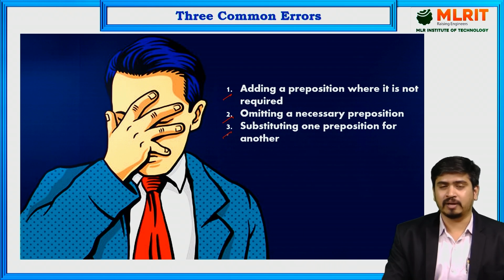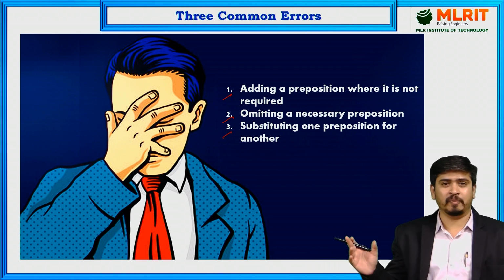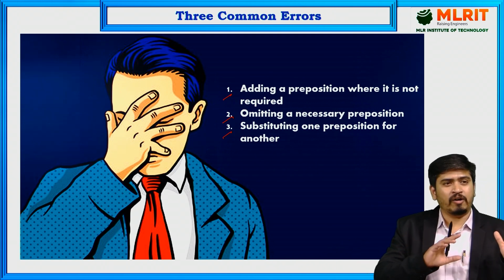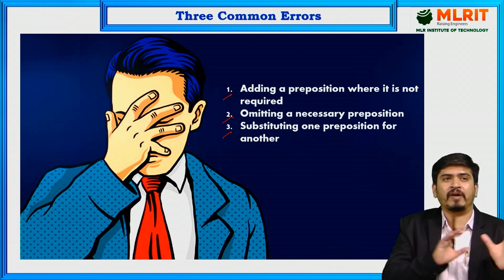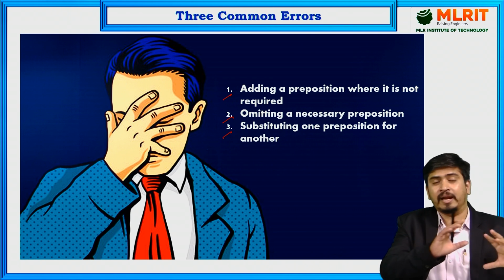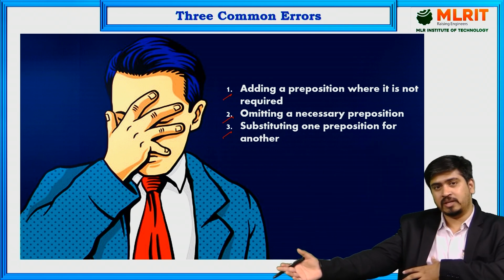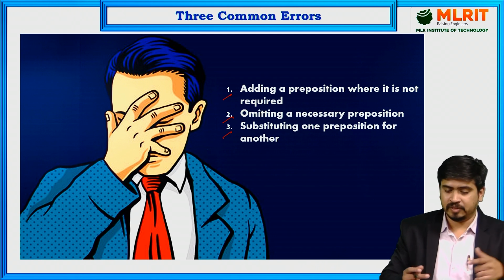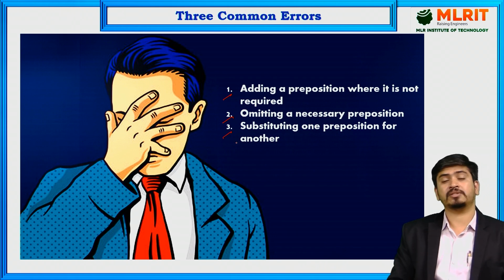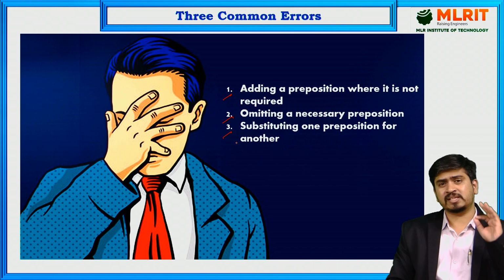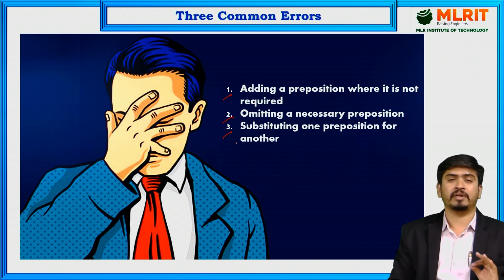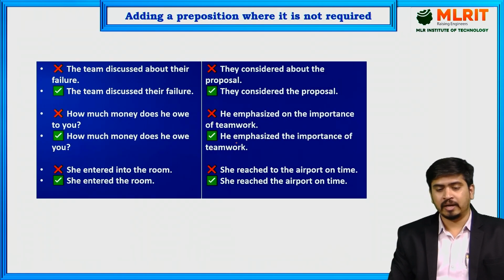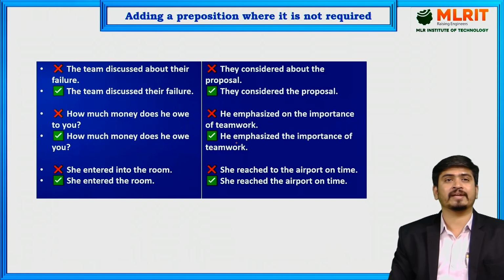The last one: as I said, there are a number of prepositions, and each preposition has a number of usages. So we often get confused between the functions of different prepositions, and we end up using one preposition in place of the intended one. So these are the three common errors. What we are going to do is see some examples for each common error. First, let us go into the first common error, adding a preposition where it's not required.